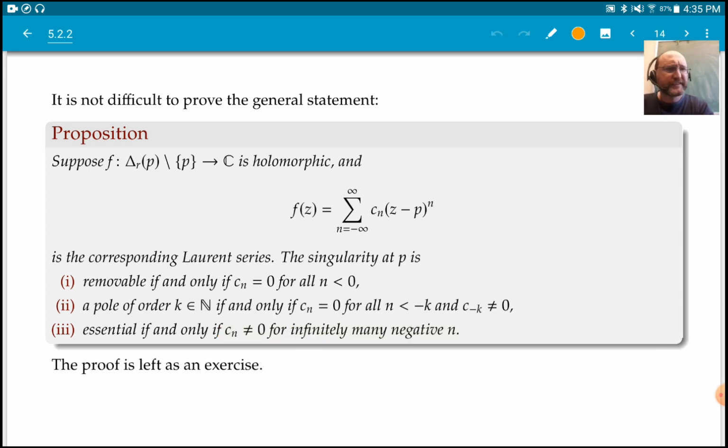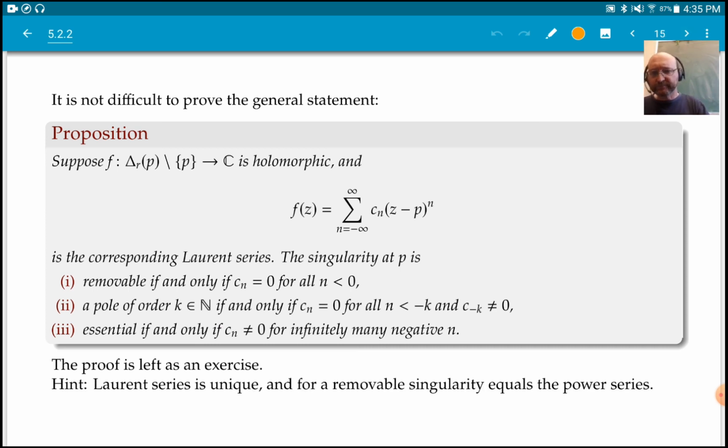All right, and the proof is an exercise. It's not too hard. It's what we did last time. Really, the key point here is the uniqueness of the Laurent series, and then doing what we did last time.